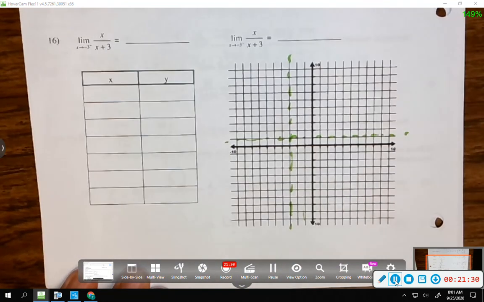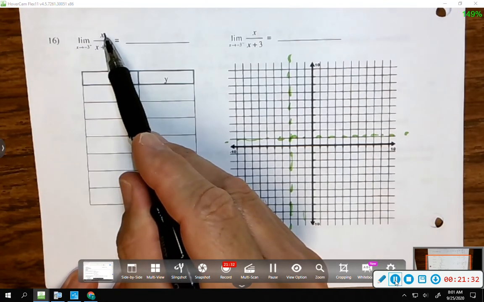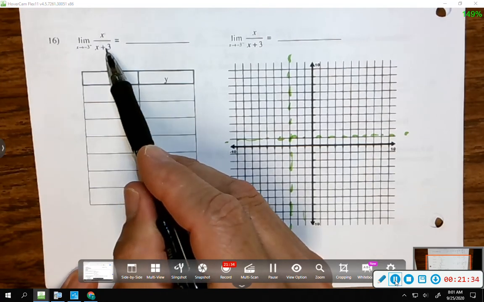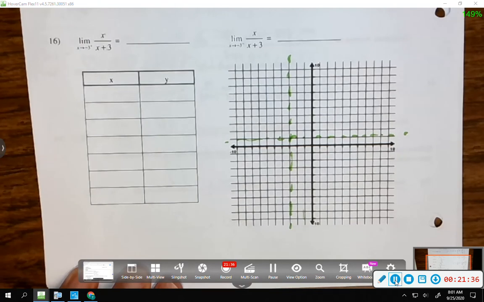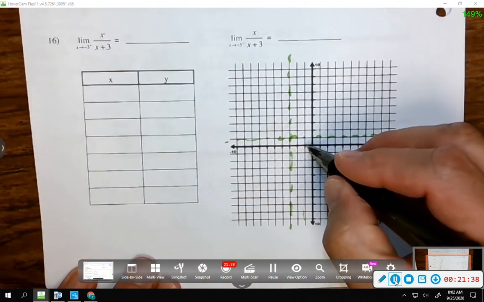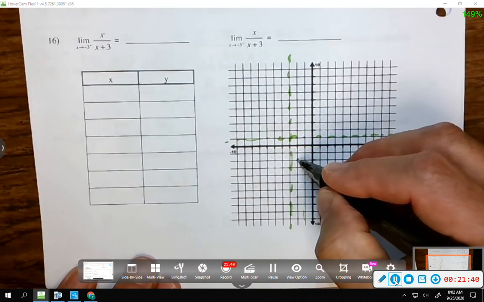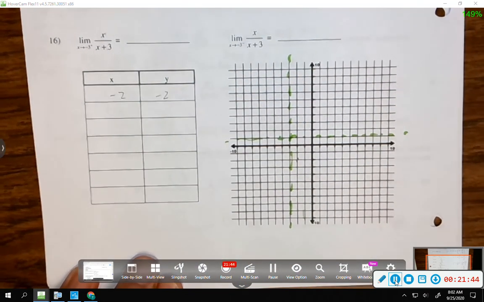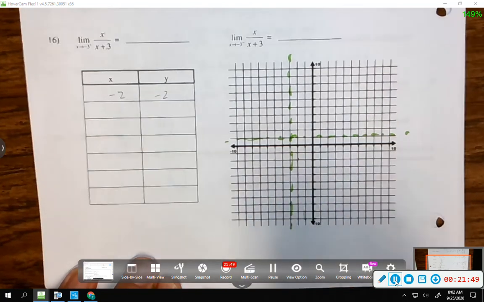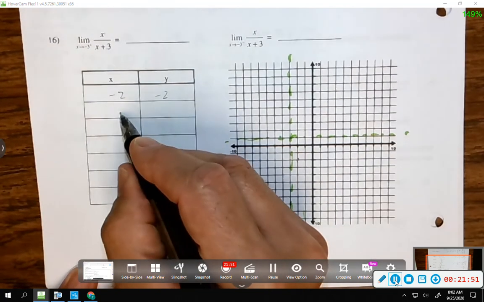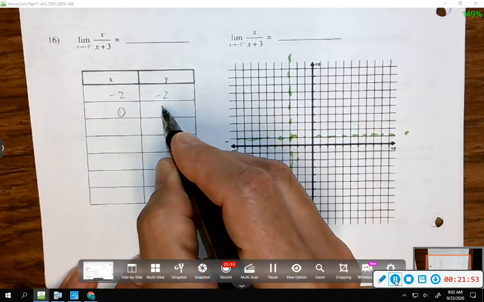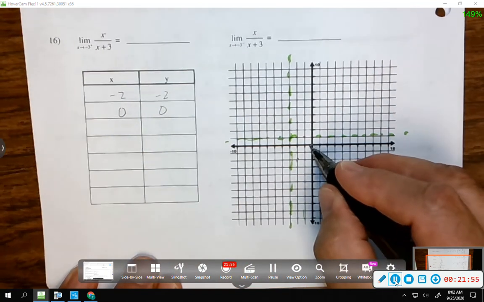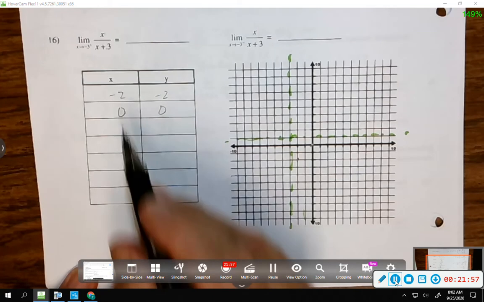If I plug in negative 2, I get negative 2 on top and 1 on the bottom. Negative 2 divided by 1 is negative 2. So if I go back 2, I'm going down 2. So I'll plug that in: negative 2, negative 2. I can plug in some other numbers. Let's go 0. If I plug in 0, I get 0 back out. What if I plug in positive 1? I get 1/4.